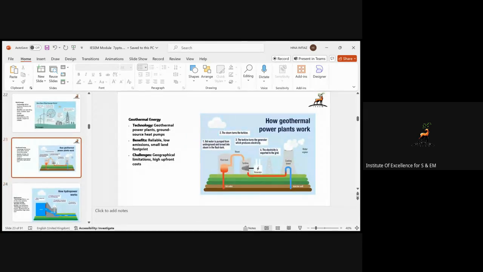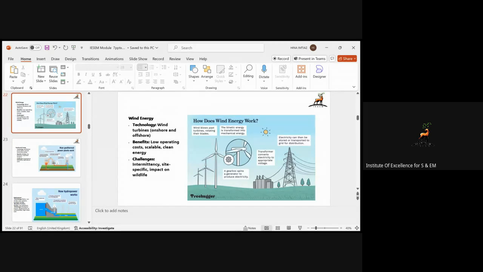So the next is geothermal energy. Before moving towards the next slide, I want to tell you that for wind turbines, we have two basic types.